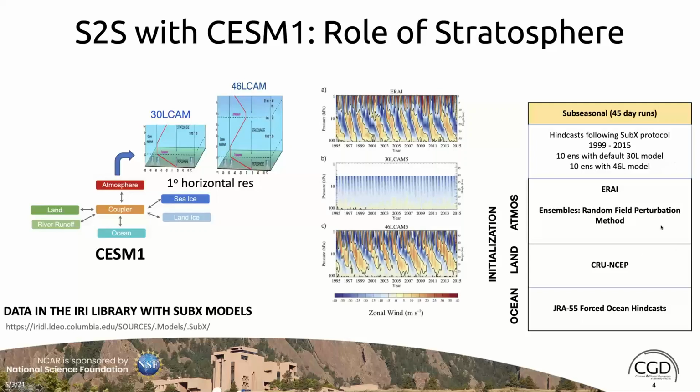We used ERA-Interim as initial conditions for the atmosphere. We used CRU-NCEP for land and JRA-55 forced ocean hindcasts, and I'll call this data set JRA-55 FO, or sometimes data ocean in the future. It's the same ocean initialization as we used for decadal prediction, which is the state of the art of what they're using for decadal prediction.